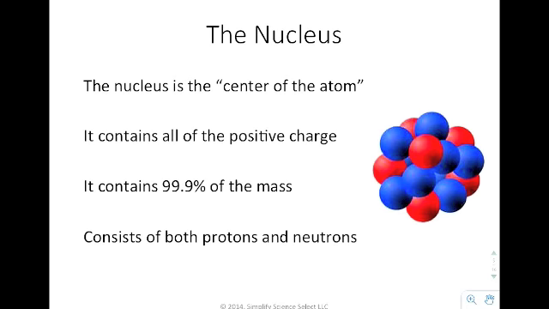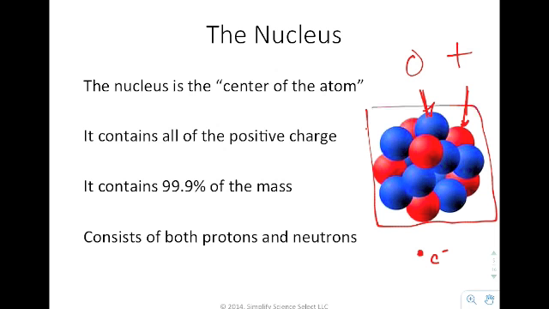The nucleus is the center of the atom. It contains all of the positive charge. So you see these things right here, the red ones are going to be the positive charge. These blue ones here are neutral, which means they have zero charge. And it contains 99.9% of the mass of an atom. The only thing that it does not include is the electrons, which are very, very small in terms of mass. The nucleus is what we think of generally when we think of an atom. It's the positive charge, it's the mass, it's got everything, the center of the atom.